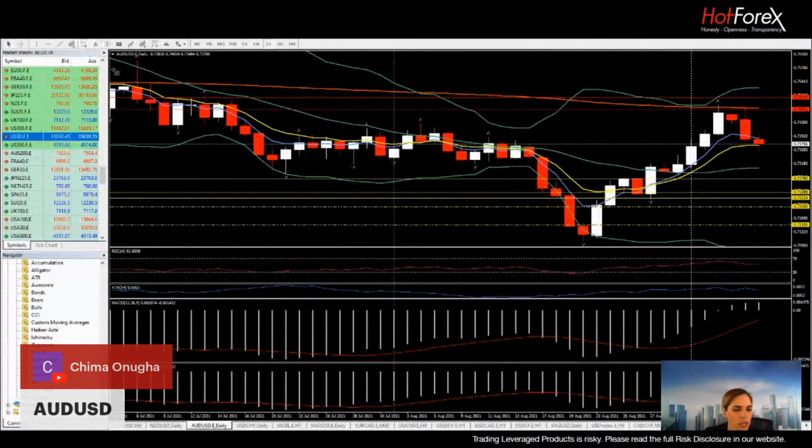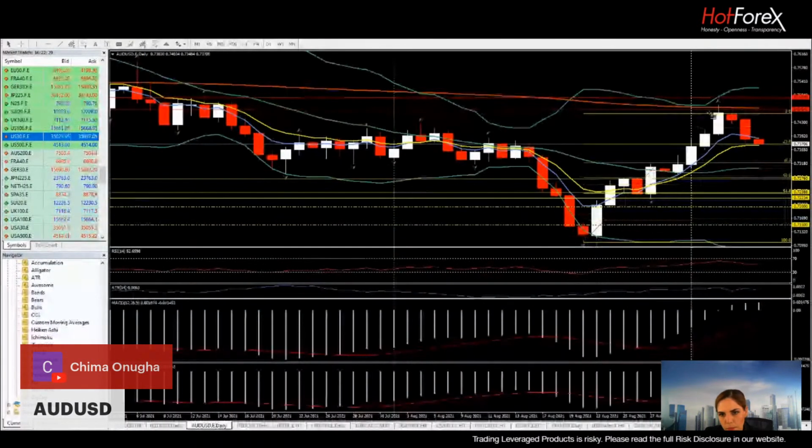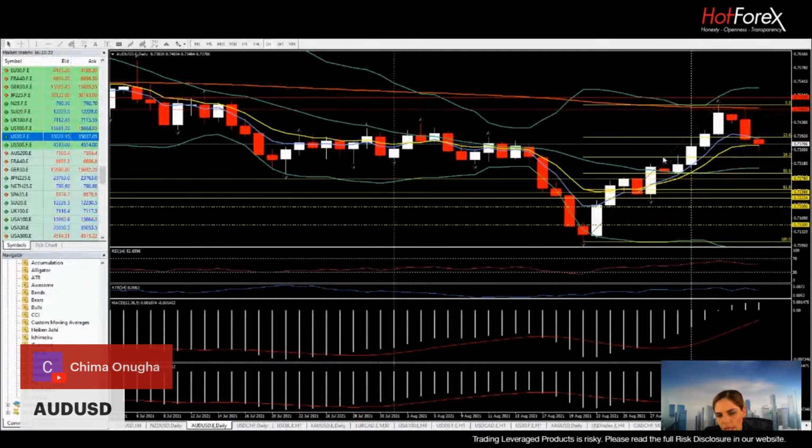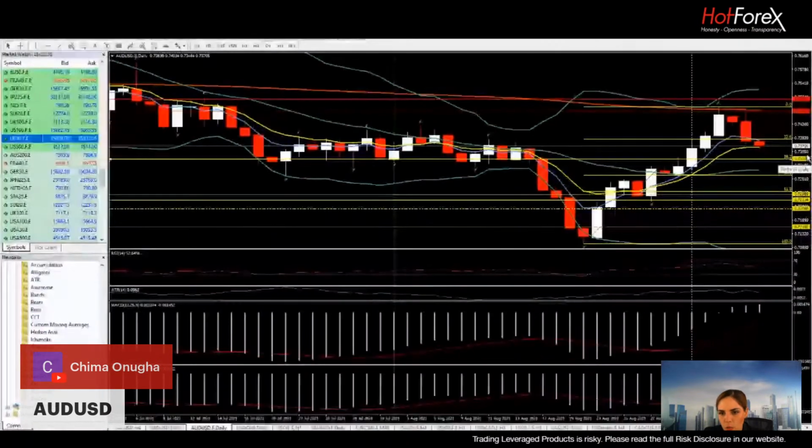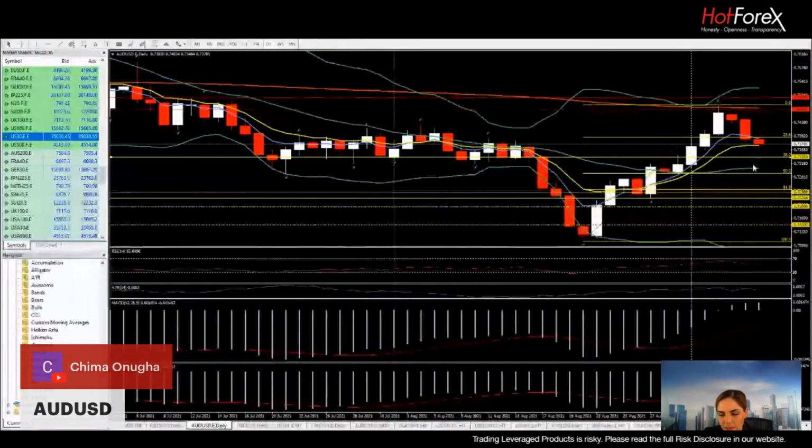In the daily chart, as long as we don't see a breakout of the 38.2 Fibonacci level, and that means the 0.7335 level, this implies that this decline is just a correction. As long as we don't see a decisive breakout of the 0.7335 level.